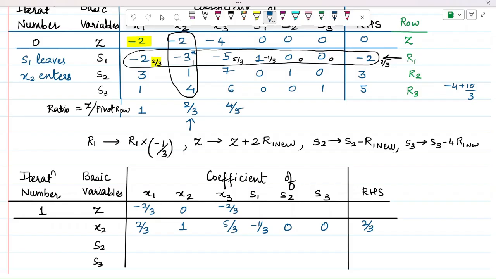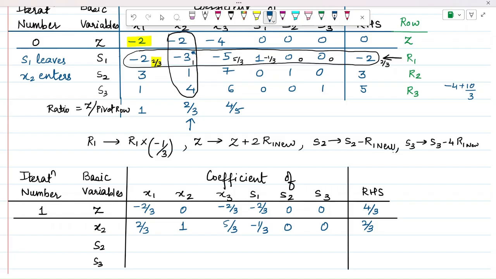Okay. Then for the S1 row, we'll have 0 plus negative 2 times 1 by 3, so negative 2 by 3 again. For the S2 row, because there's a 0 here, the 0 remains and the 0 remains. And this becomes 4 by 3. This becomes 4 by 3.